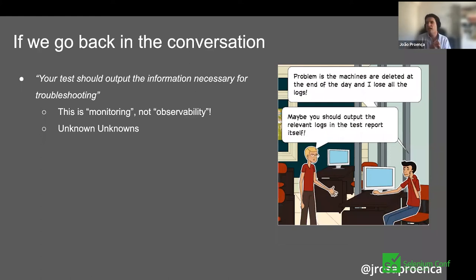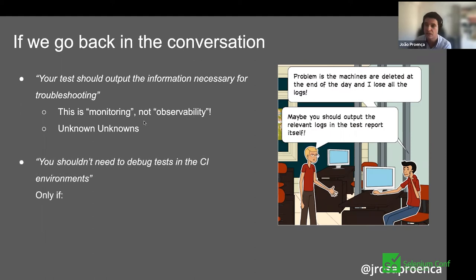I had to go into logs I hadn't predicted before that I would need in order to figure out why the test was failing. So this whole idea that, hey, it doesn't matter if logs are available or not, you need to do your homework and include the logs in the test itself, that is wrong from an observability perspective because you can't predict all of the data that will be useful for you in the future. Also, you shouldn't need to debug tests in CI environments.